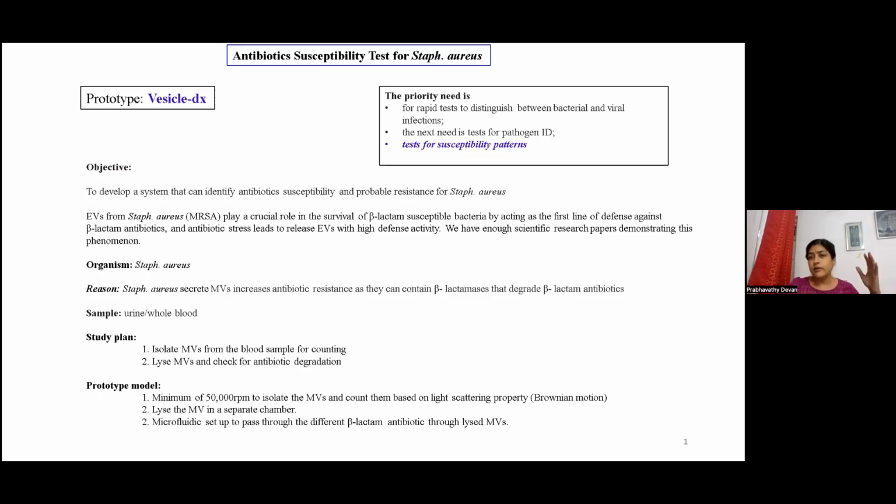So, bacteria, Staph aureus, incubated with different antibiotics, releasing MVs. MVs are captured, relative numbers are identified, and then we are trying to estimate the degrading enzymes. So we can have a sort of correlation.